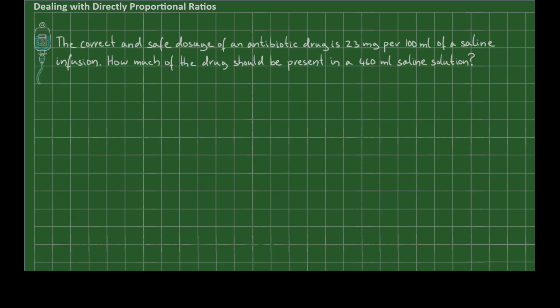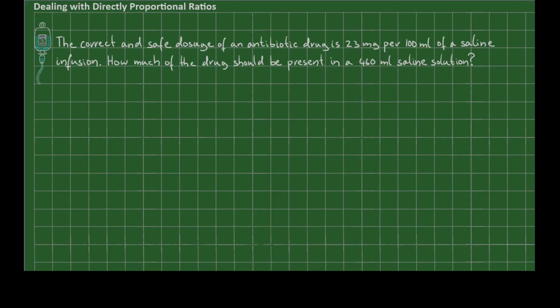In this first problem, we are told that the correct and safe dosage of an antibiotic drug is 23 milligrams per 100 milliliters of a saline infusion. How much of the drug should be present in a 460 milliliter saline solution?